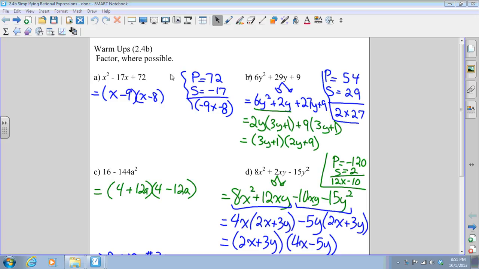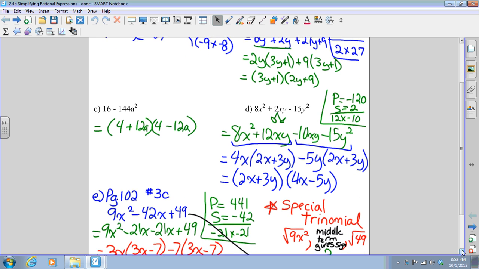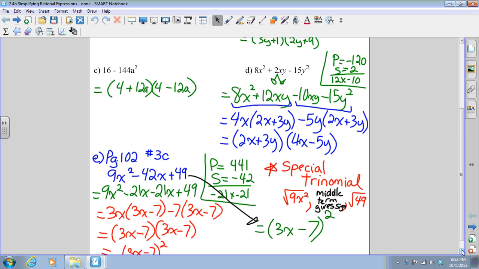It says to factor where possible. In example A, it's simple trinomial factoring. In example B, this is decomposition. In example C, it is a difference of squares. In D, again, it's decomposition. However, I want to make a note of E.